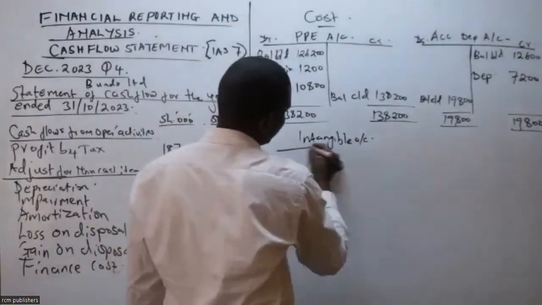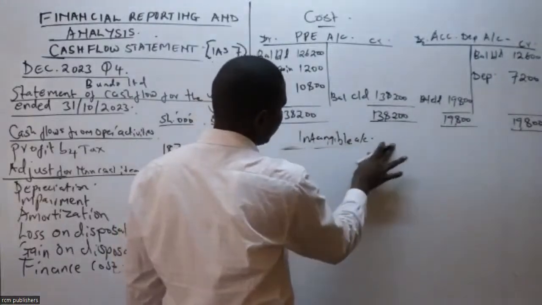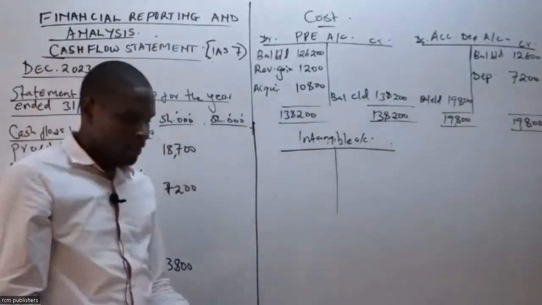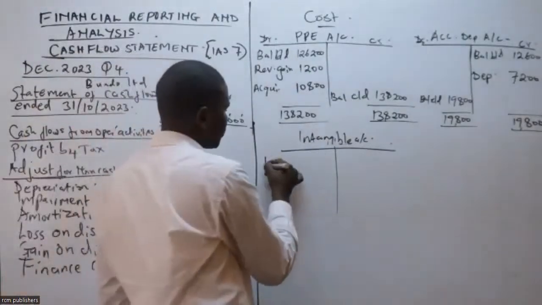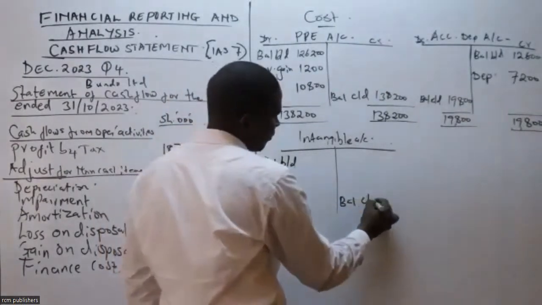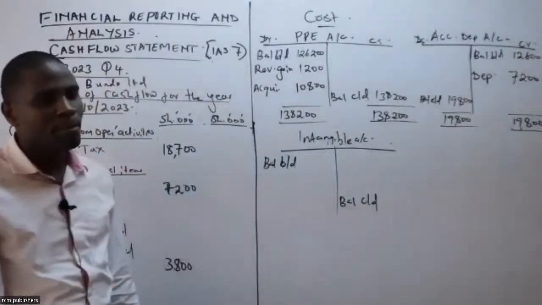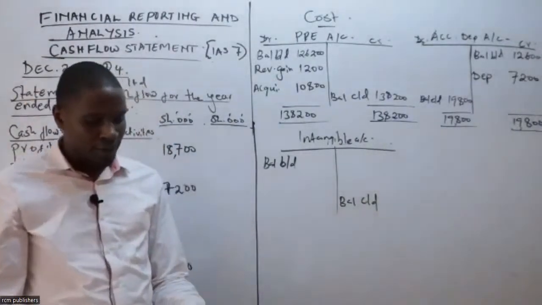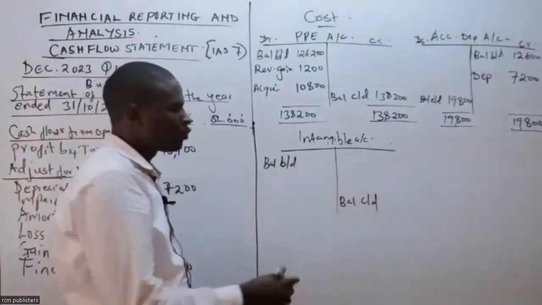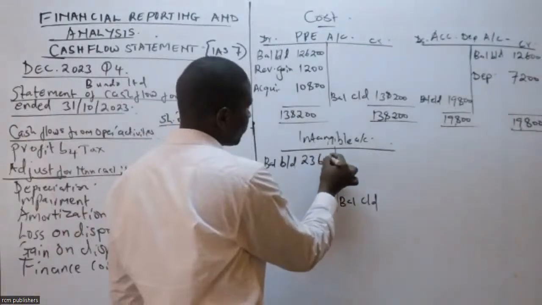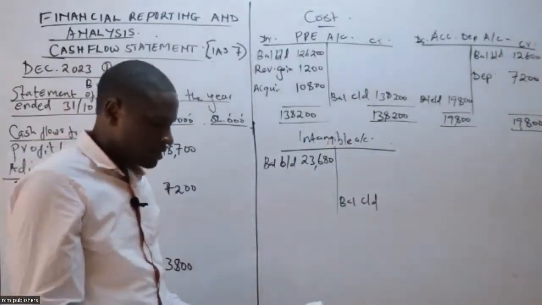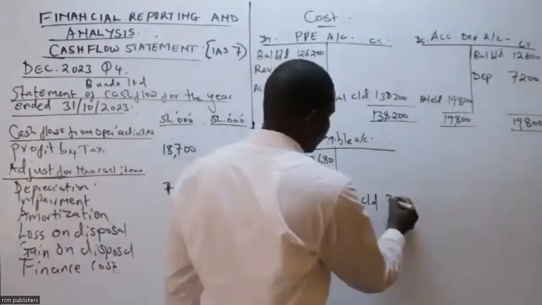Intangible asset account. This is an asset, so balance brought down and balance carried down will be on this side. Can you give me the balance brought down for the intangible asset? 2022, 23,680. That is the balance that was brought down. Then the balance that was carried down is 24,290.